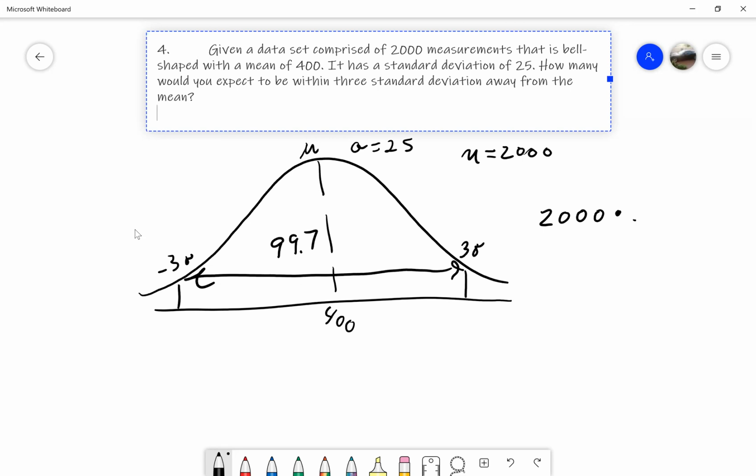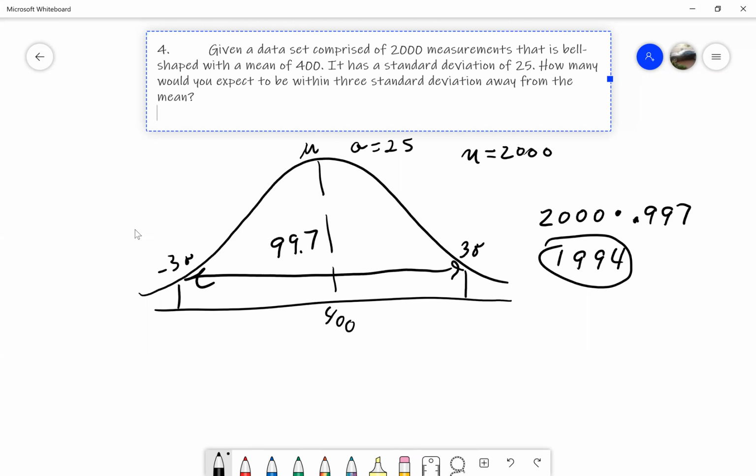In other words, by 0.997? If you multiply the amount of measurements that you have by the decimal percent representation of the 99.7, you're going to get approximately how many of those measurements you expect to be within 3 standard deviations away from the mean. This comes out to be 1,994. So you expect 1,994 of the measurements you've taken to be within 3 standard deviations away from the mean.